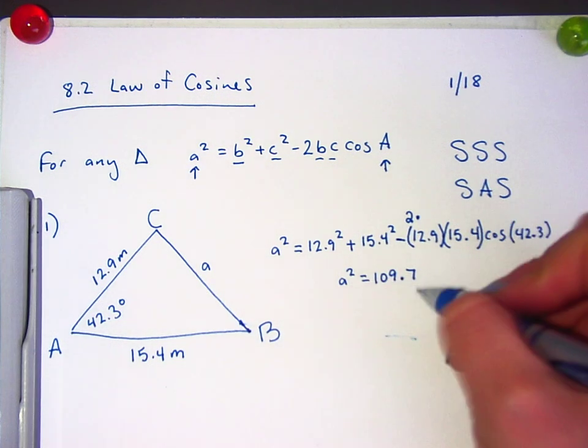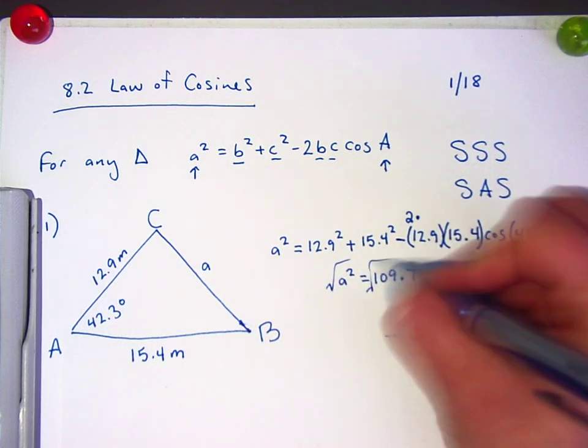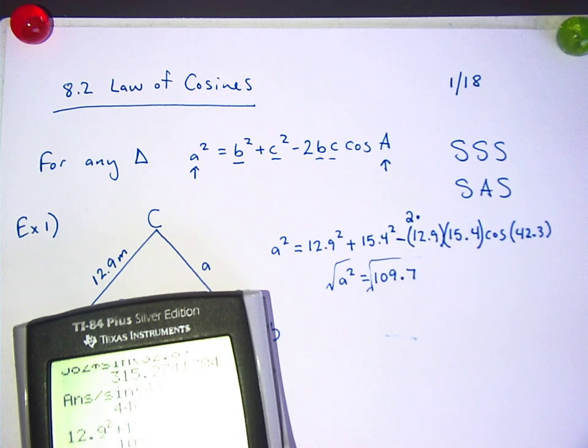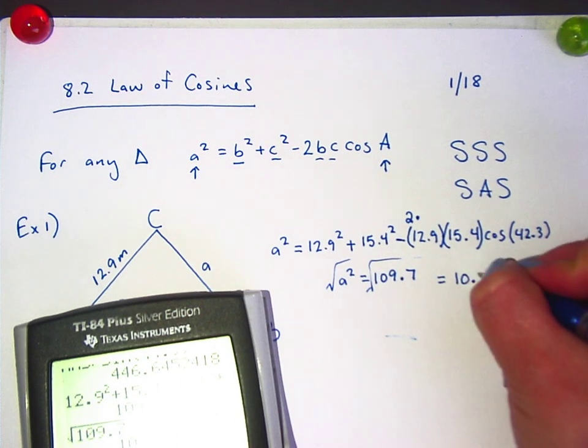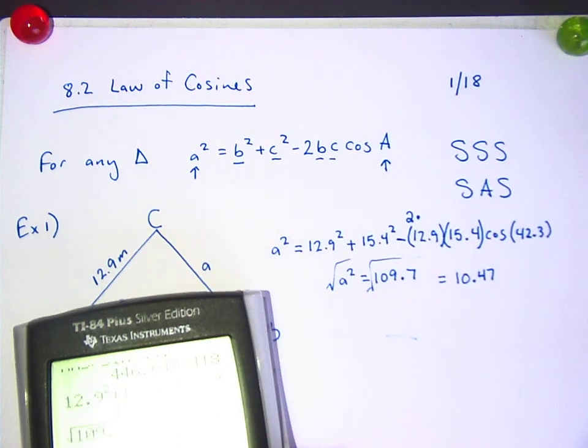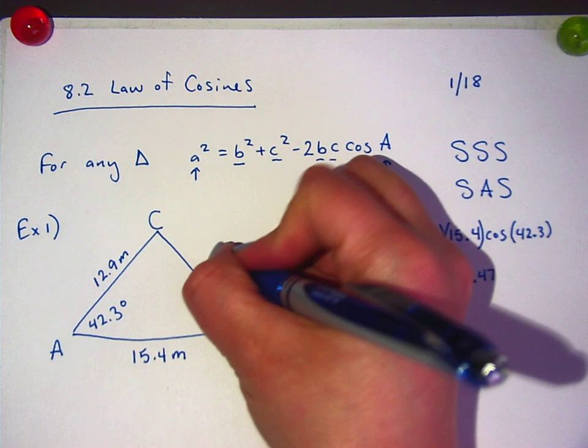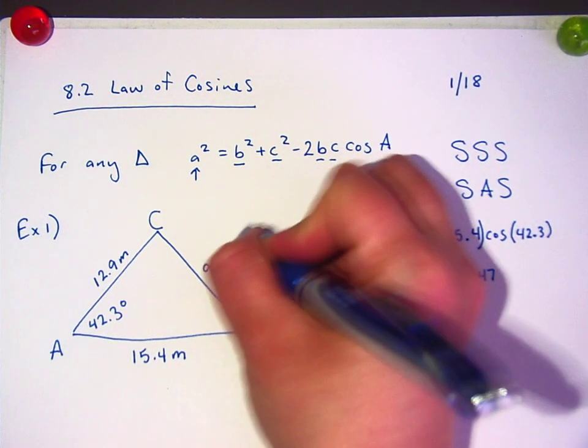Right, because this is A squared equals that, so to finish it, you've got to do a quick square root. Technically, every time you do a square root, you should be saying plus or minus, but that makes no sense in the context of the side of a triangle. So just take the positive one, which is 10.47. Okay, now we have 10.47.